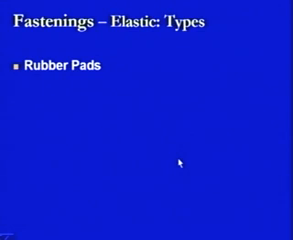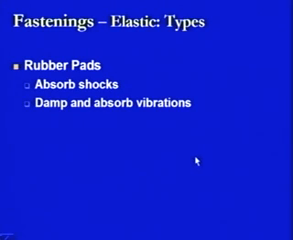Then we have rubber pads. These rubber pads are provided at the bottom of the rail seats so as to absorb the shocks, or to damp or absorb the vibrations which have been induced because of the movement of the rolling stock at higher speeds at the top, or because of different other reasons, as we have seen, maybe like surface irregularities or maybe at the locations where the joints have been provided.